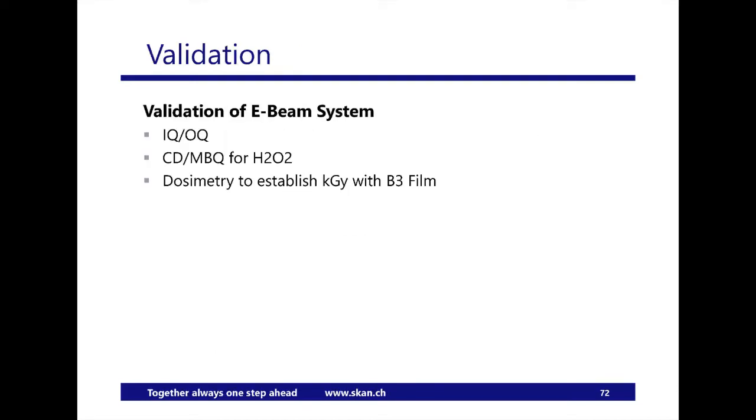Validation of an E-beam system. IQ, OQ, like on a usual filling line or isolator to be done. Cycle development, microbiological qualification. The tunnel gets decontaminated because you can't decontaminate a tap just on a spot where the emitters are and then let it in the dirty. So you do H2O2 decontamination of the surfaces.